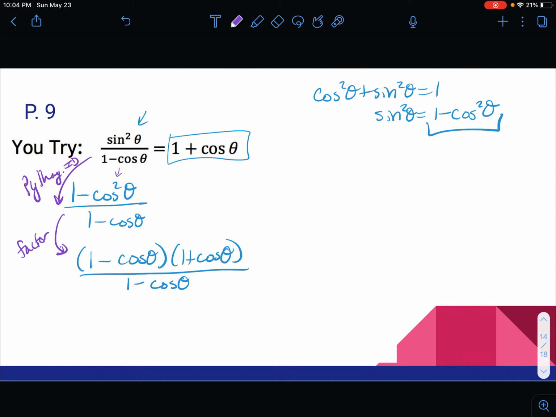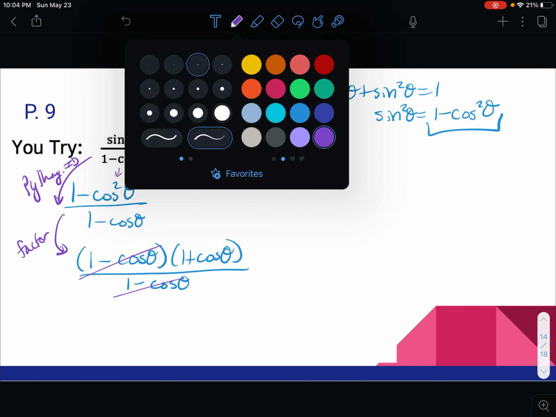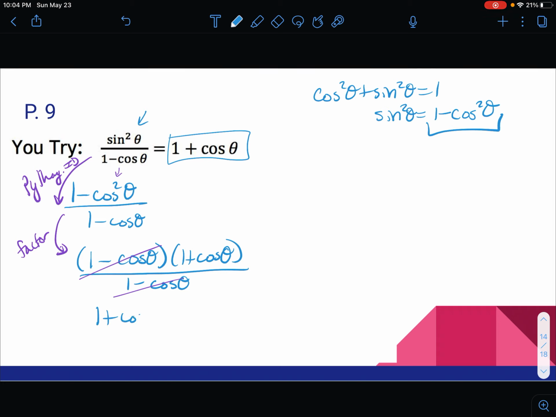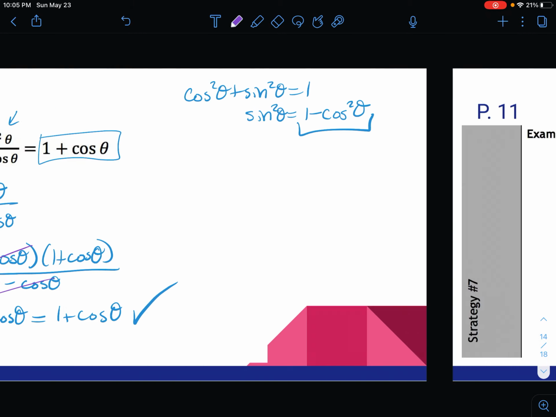And now, look what happens. We have a common factor that cancels. So we can go ahead and reduce or make ones, and then we're left with 1 plus cosine theta. And that's what we wanted. So we can say here, make ones, or reduce is fine, and then we are done. Okay, so that is the strategy Pythagorean identities.